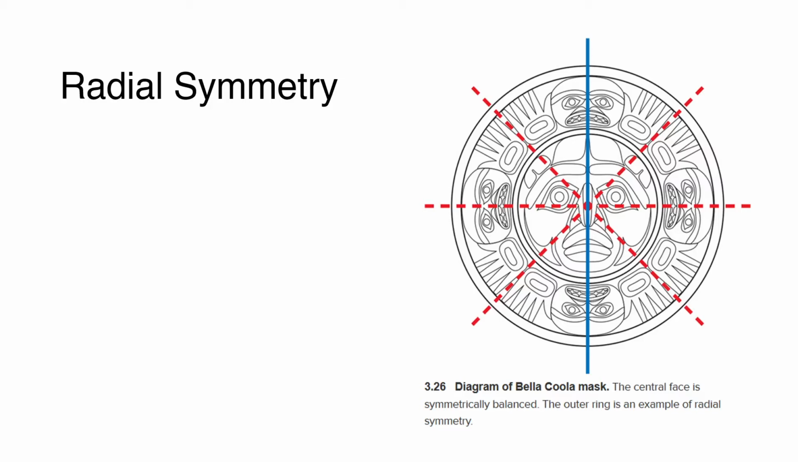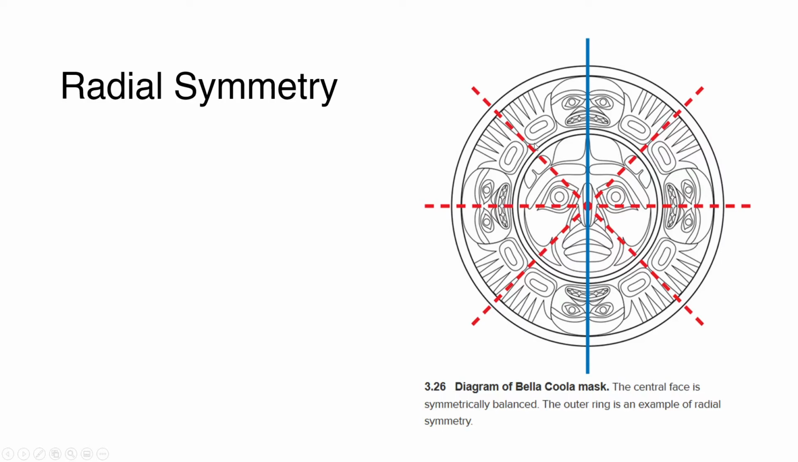Alright, so let's take a look at a different type of symmetry. That'll be the radial symmetry. So with radial symmetry, lines and shapes are mirrored both vertically and horizontally. And the center of the composition acts as a focal point. So would that be this guy right over here? For example, the center of the Balakula mask in figure 3.26, which is this guy right here, this radial symmetry is symmetrically balanced. But by contrast, the surrounding ring of faces and hands create a radial balance.